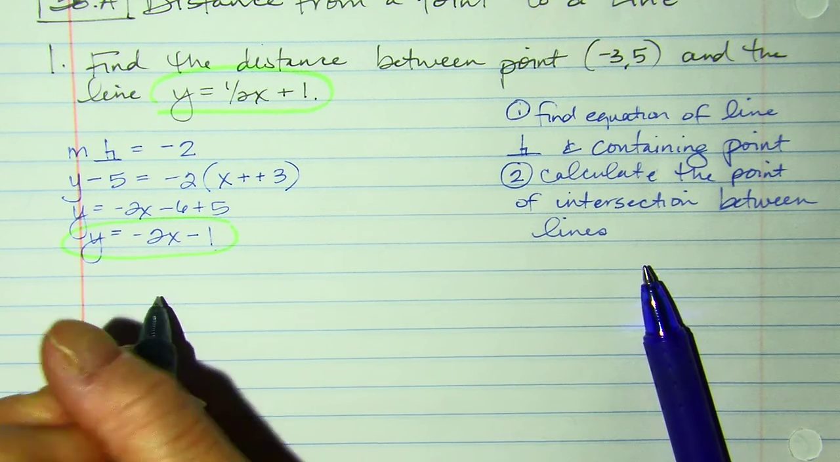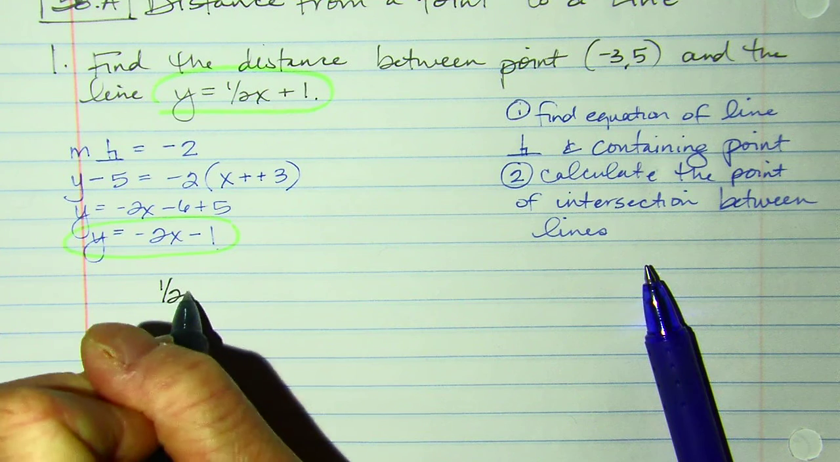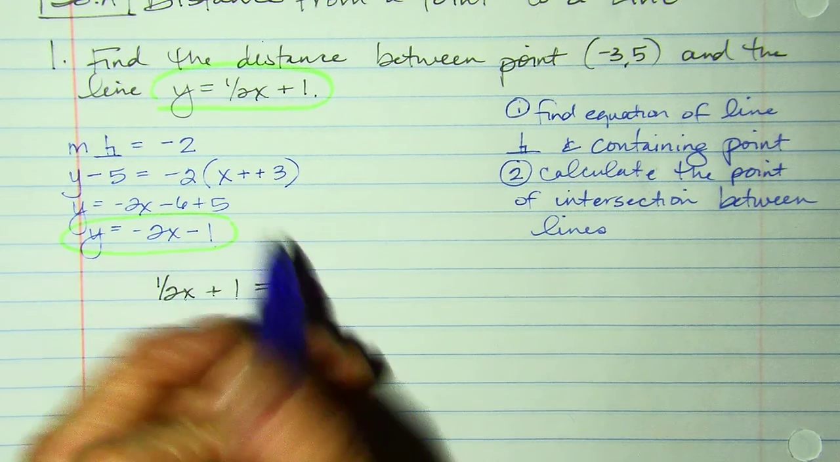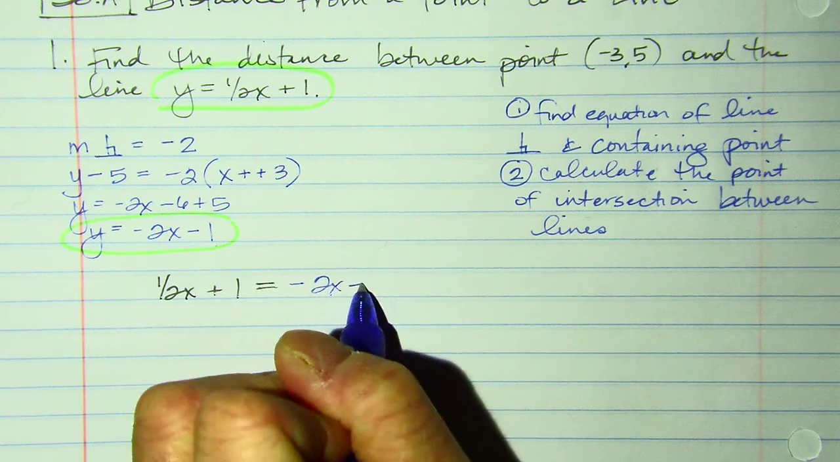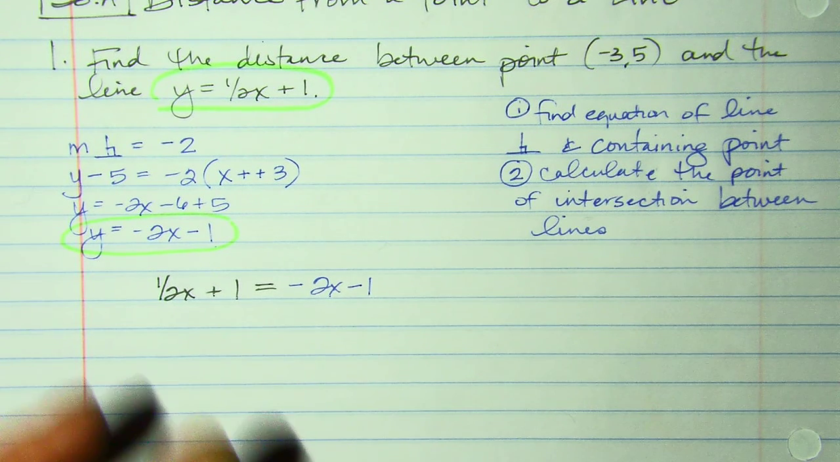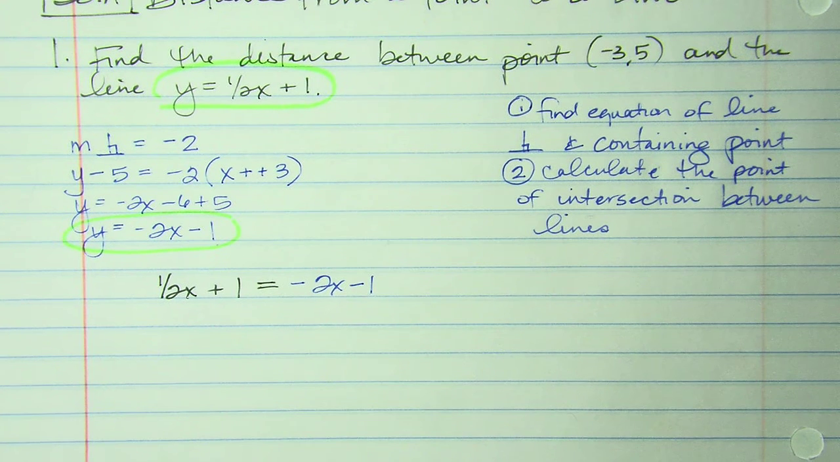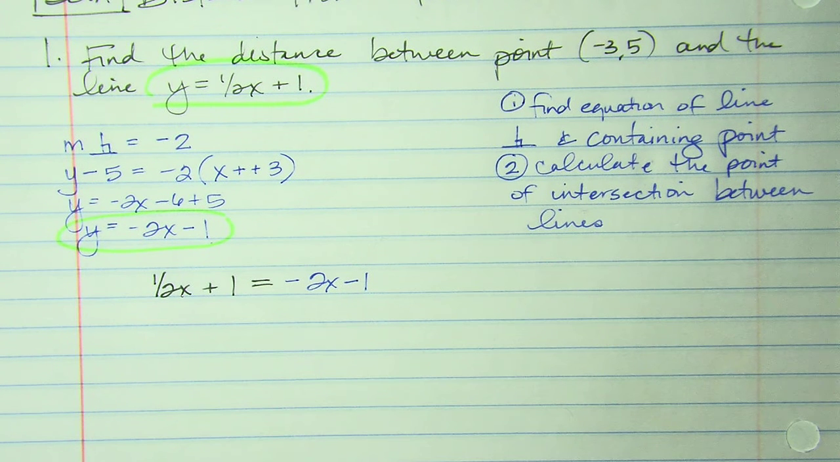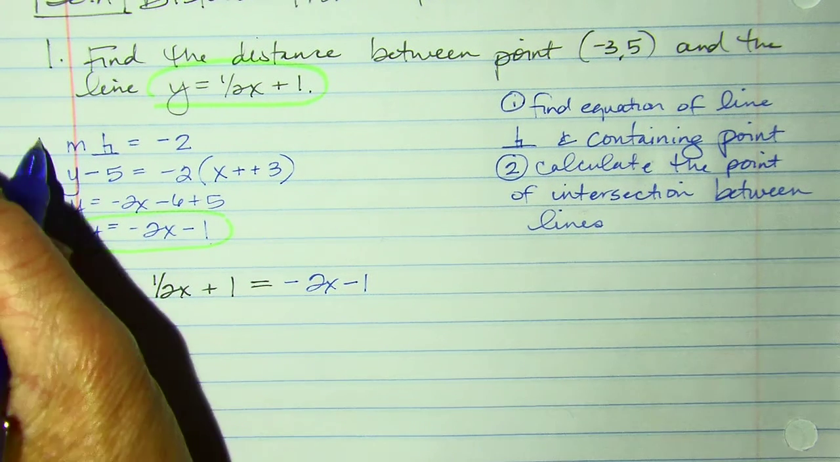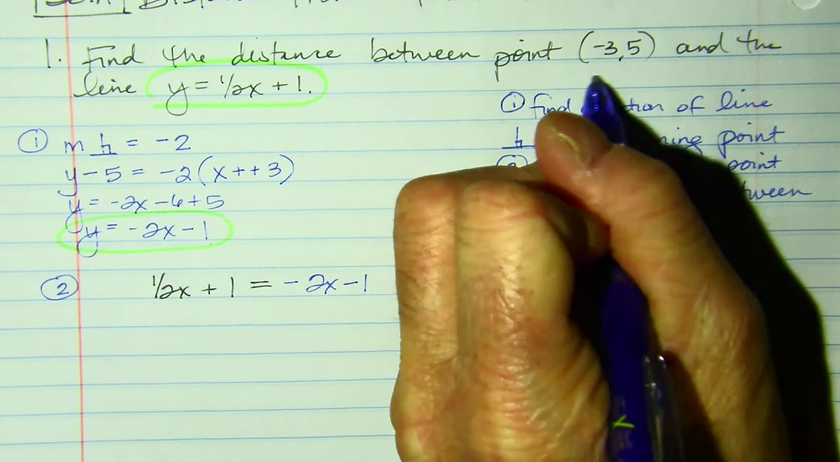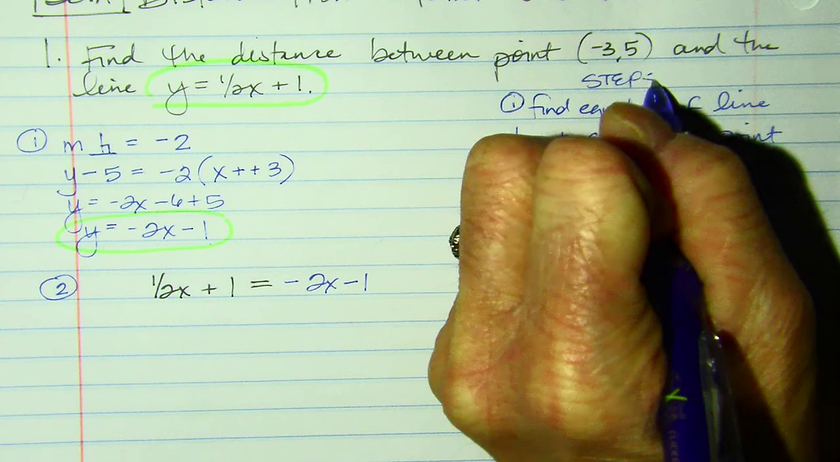So I have 1/2 x plus 1 equals -2x minus 1. And hopefully you can see what I did. I just plugged one of these equations into y because I have a y equals statement. So this is step 2. If it helps, here is step 1. Now I'm on to step 2. I'm setting them equal. I can title these steps.